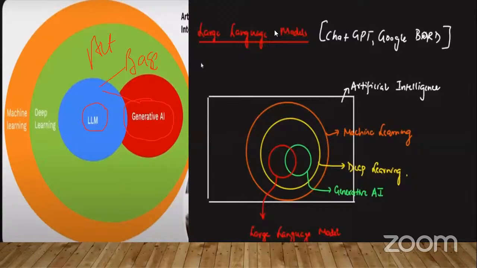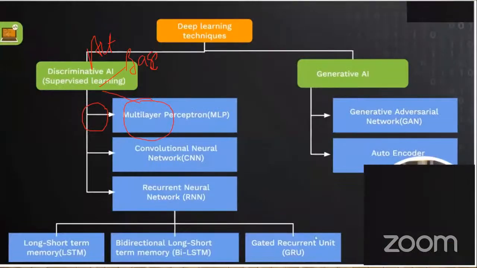So you are now able to at least figure out where generative AI and the large language model belong. It is a part of deep learning. So now let's go ahead and try to understand the relationship and how they are different from normal artificial intelligence. Let me clarify everything first.